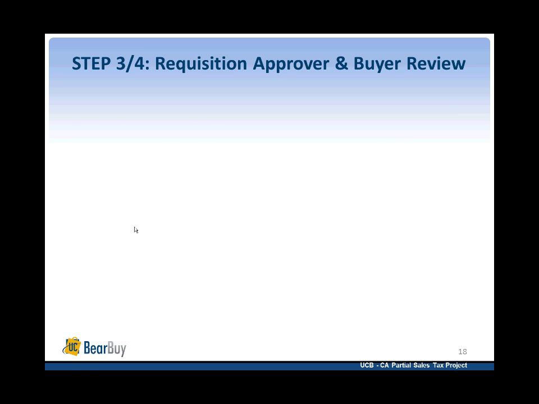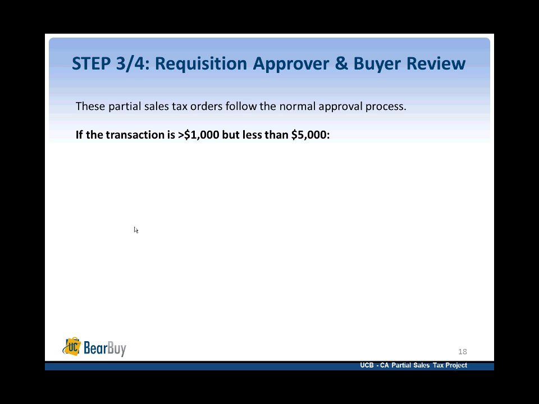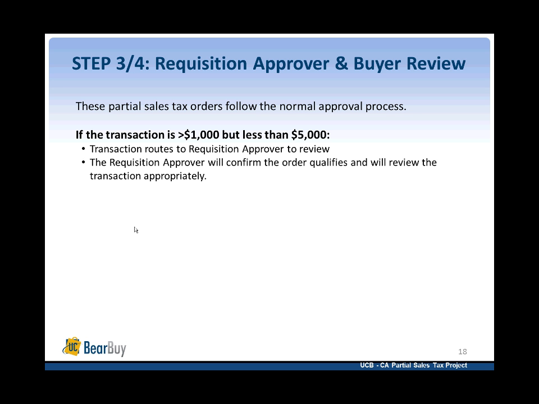For requisition approvers and buyer review, it just follows a normal process. So if a transaction is greater than $1,000 but less than $5,000, it will route to a requisition approver to review. They'll just confirm that the order qualifies and will conduct their normal review.